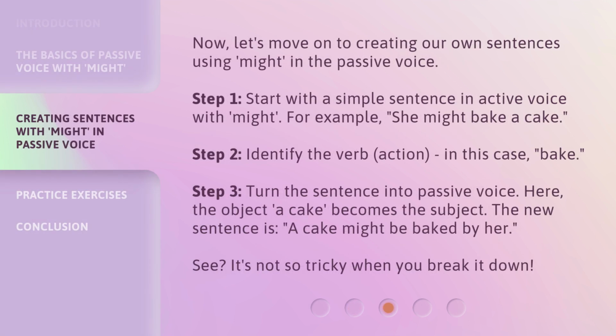Now, let's move on to creating our own sentences using might in the passive voice. Step 1. Start with a simple sentence in active voice with might. For example, she might bake a cake. Step 2. Identify the verb, action, in this case, bake. Step 3. Turn the sentence into passive voice. Here, the object, a cake, becomes the subject. The new sentence is, a cake might be baked by her. See? It's not so tricky when you break it down.